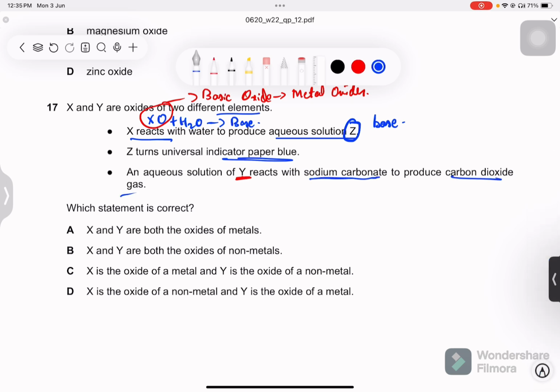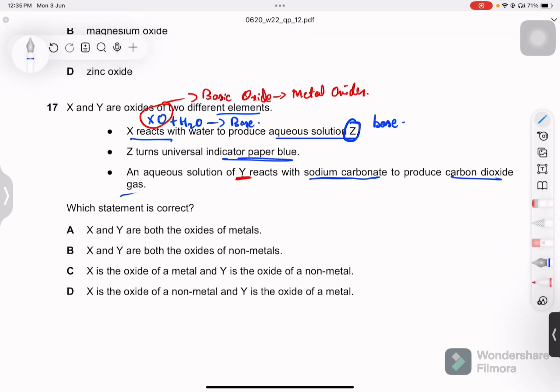Next, an aqueous solution of Y reacts with sodium carbonate to produce carbon dioxide gas. This is the reaction we should remember very well: acid plus carbonate salt produces carbon dioxide plus water plus salt. So this means that this should be an acid, which is Y. So Y is acidic, which means that the oxide of Y is acidic.